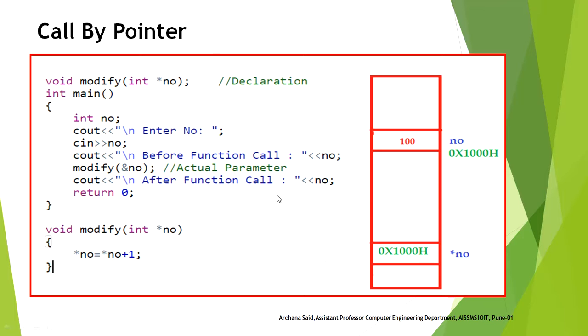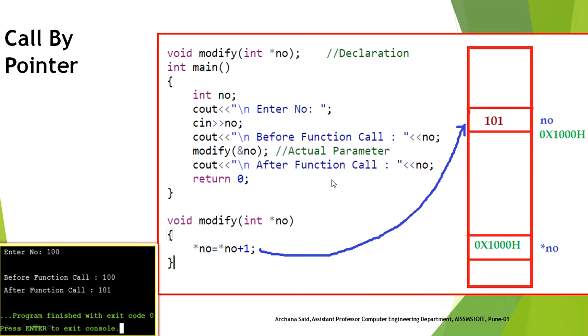So even though we have not returned that value, the value will get reflected where the function is being called. Let's see the output. As you can see in the output, the value before the function call is 100, and after it has been updated it is 101. Even though there is no return statement in the function definition, the value is changed at this particular memory location.